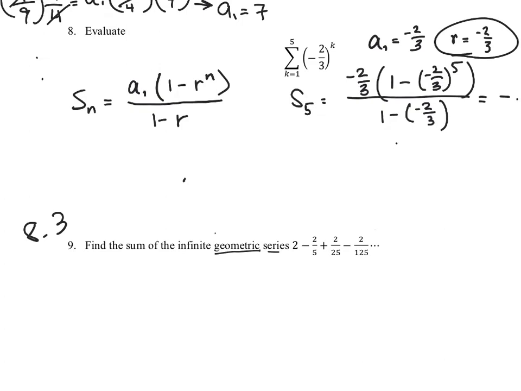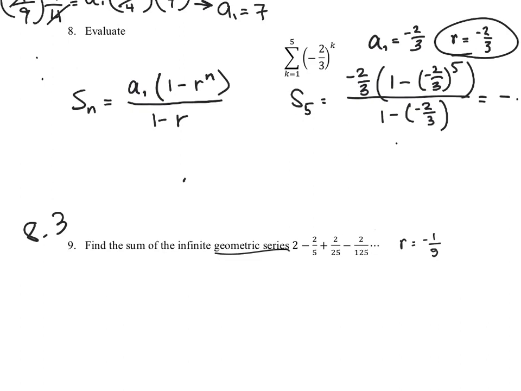So we need to first figure out what the common ratio is of this geometric series. To go from 2 to negative 2/5, and then to positive 2/25, and then to negative 2/125, what is it that we're multiplying by every single time? Negative 1/5. Yeah. r equals negative 1/5. If we took the absolute value of that, we'd get 1/5, and 1/5 is less than 1. So this geometric series does have an infinite sum.